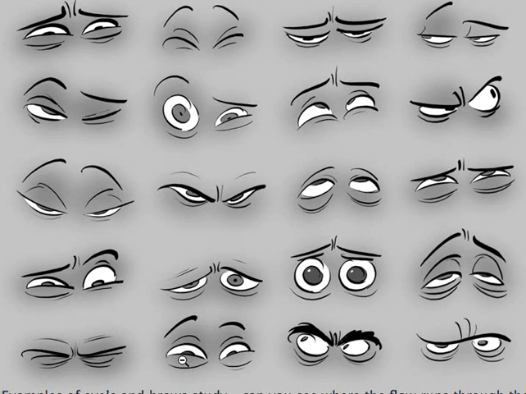Now, if a character is smiling, then the eyelids will normally lift up and start to intersect through the pupil. But the top eyelid might also show a lot more white above the pupil there. So you really have to start to pay attention to what's happening with the rest of the face and how that relates to what's going to happen in the eyes. Anyway, that's enough of that. We'll talk a little bit more about that later.